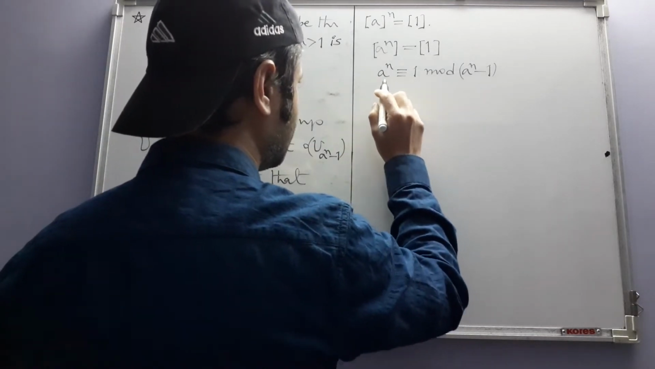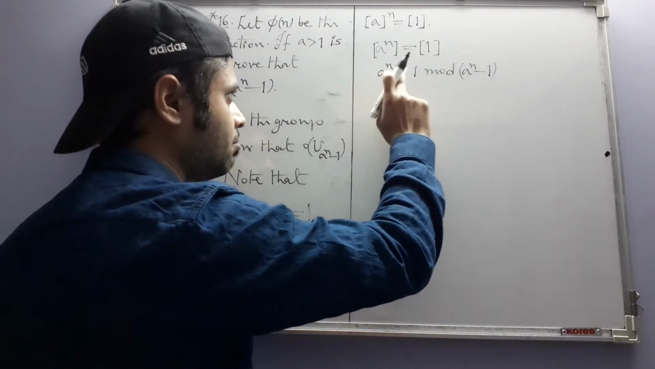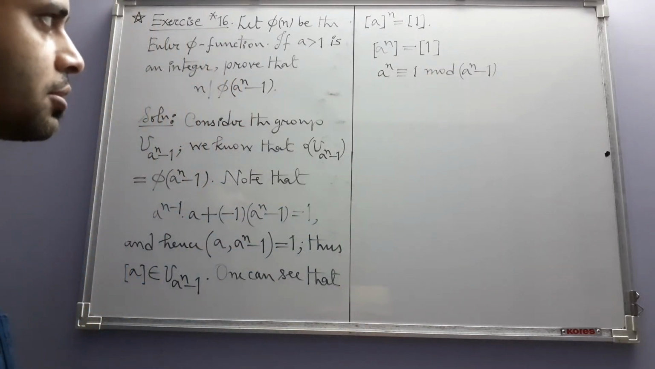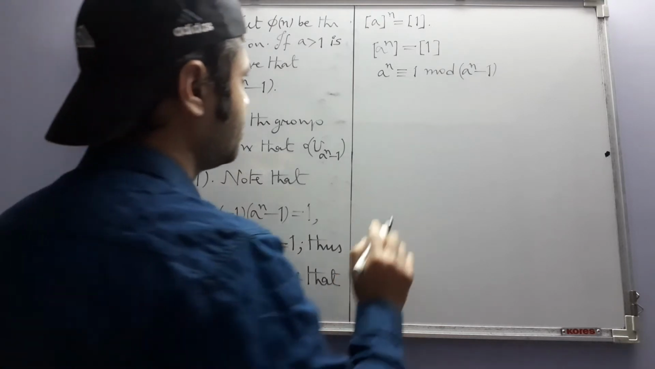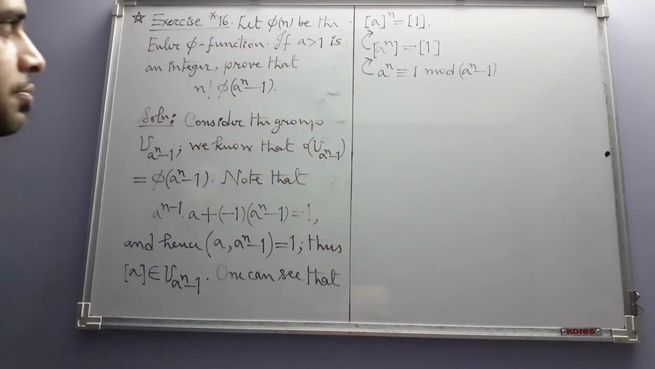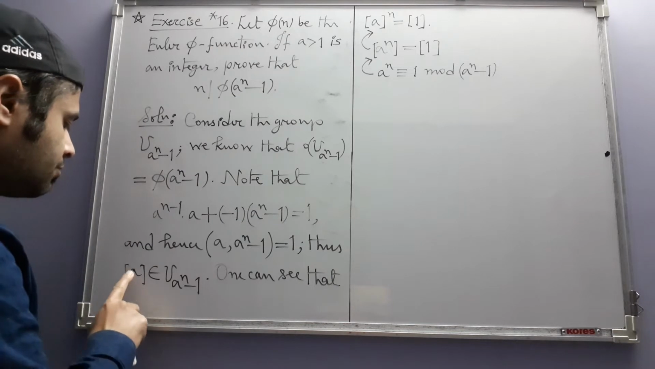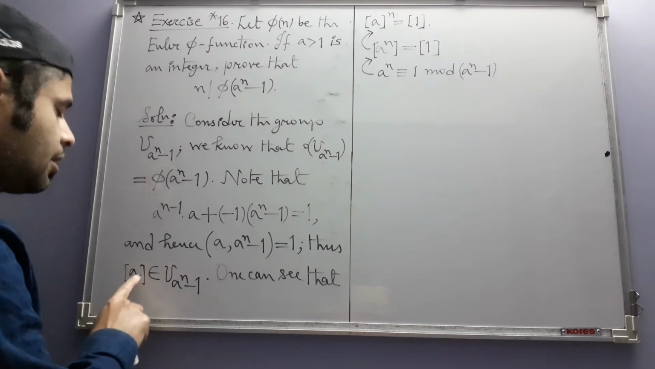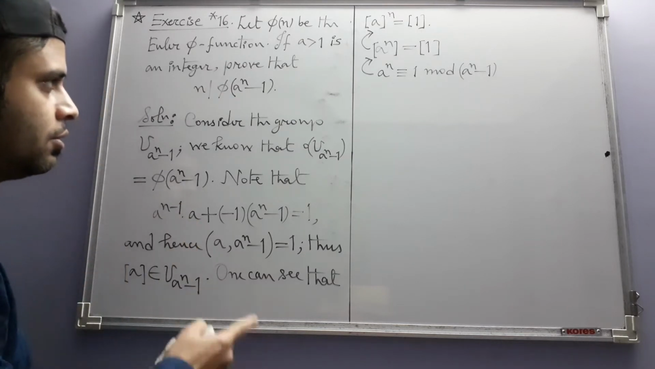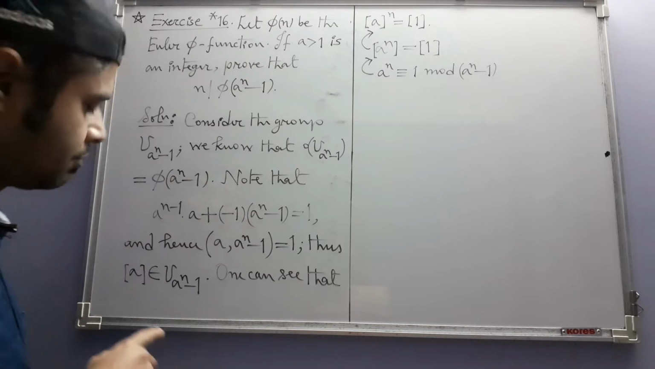It is true because what does this congruence demand? It demands that a^n - 1 be divisible by a^n - 1, which is of course true because they are equal. So that's why this is true. So we have shown that the nth power of this congruence class is the identity element of this group. Now if we can show that no smaller integer makes this equation true, then n will be the order of this element.